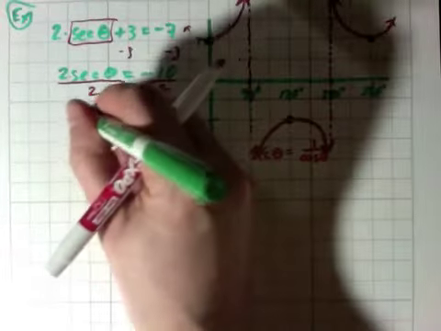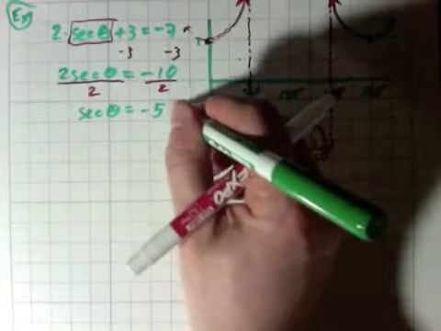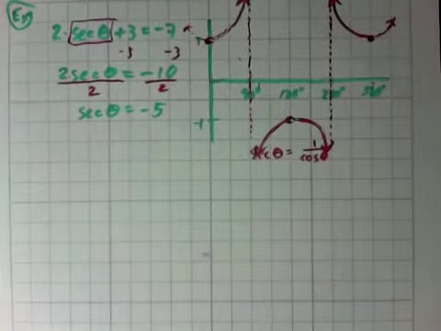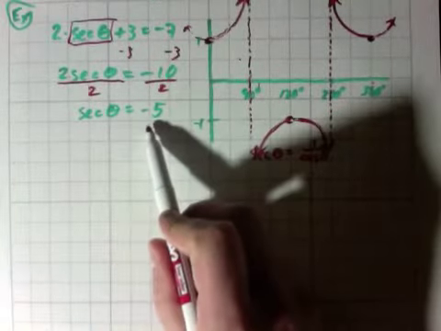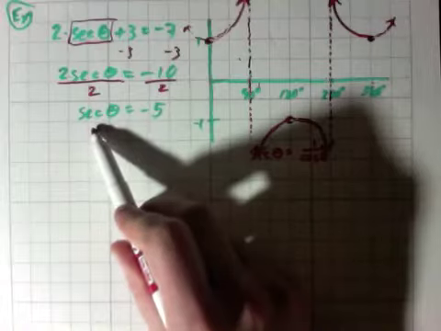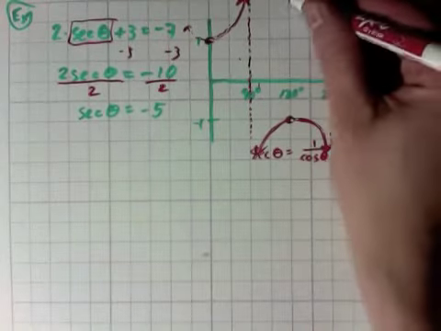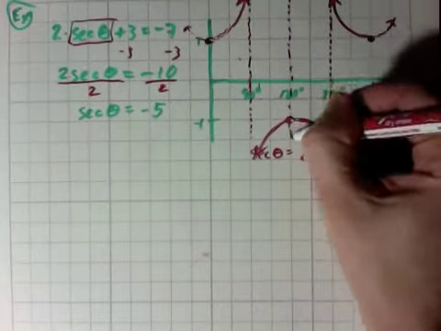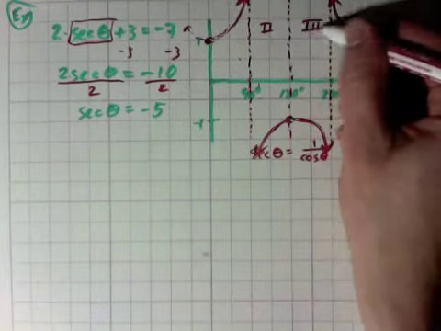And I'll have secant theta equals -5. Alright, so I'm expecting secant to be negative. When is secant negative? Well, secant's actually going to be negative the same time cosine's negative. And so I'm expecting my answers to be occurring in the second and third quadrants.